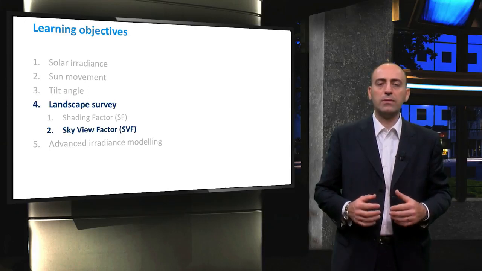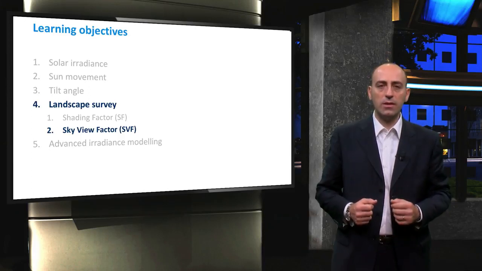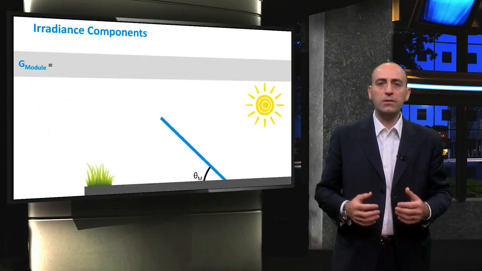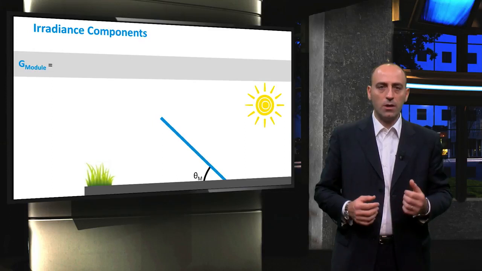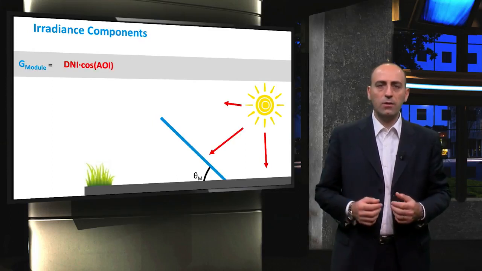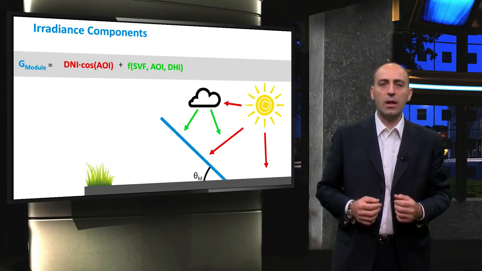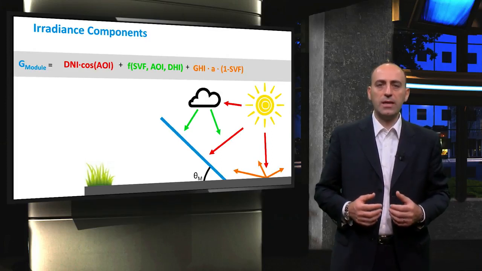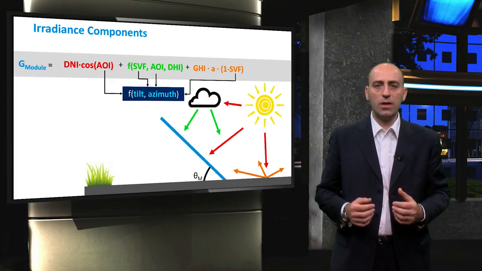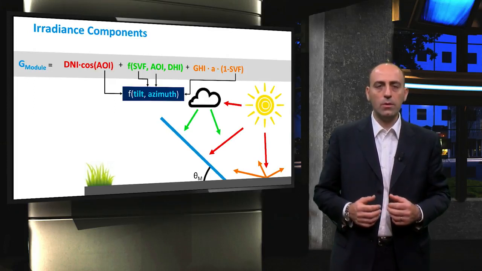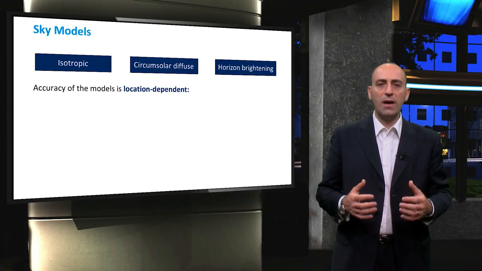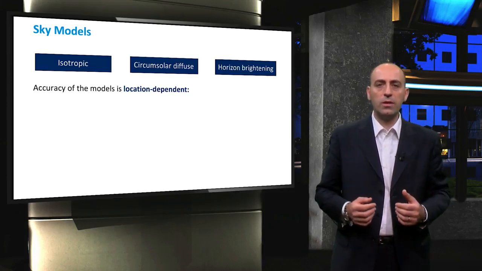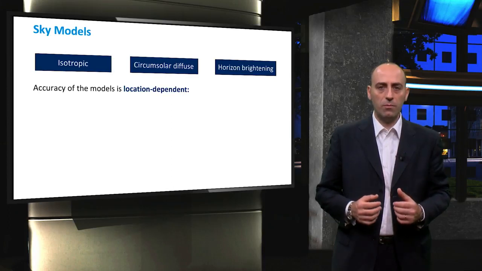First, let's recap where the Skyview factor is used in the irradiance modeling. By now, you are familiar with the three different irradiance components: direct irradiance in red, diffuse irradiance in green, and albedo in orange. We derived expressions for these components as a function of the tilt and azimuth angle of the PV module. In irradiance modeling, the Skyview factor is used in the calculation of both diffuse and albedo components of irradiance falling onto PV modules.